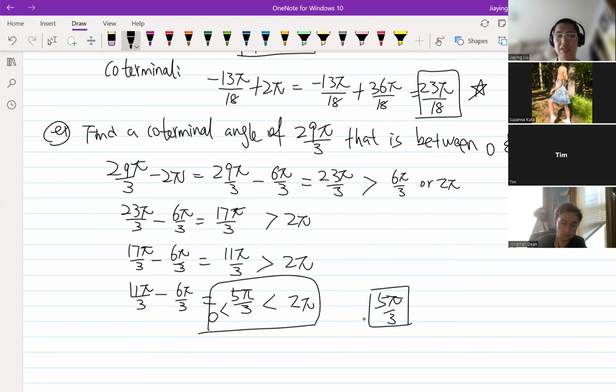I just want to use this example to show you that with a problem like this, sometimes you're not going to end up with a lot of problems like this, but you might. We just have to keep subtracting 2 pi multiple times until we get the right coterminal angle we desire.